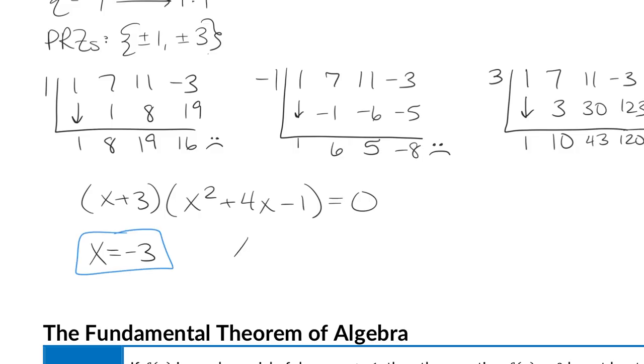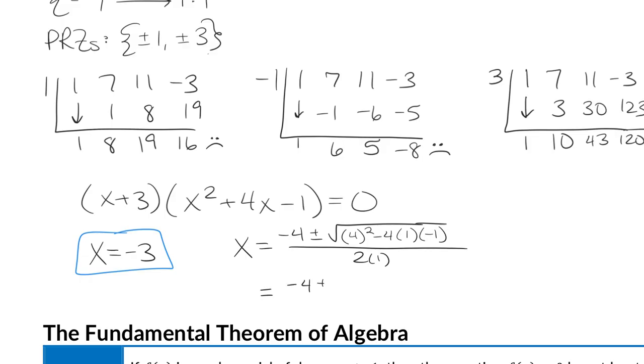To find the other ones, we would do x equals -b plus or minus the square root of b squared minus 4 times a times c, all over 2a. x equals -b plus or minus the square root of b squared minus 4ac all over 2a. From here to the end, it is literally just reducing this quadratic formula. Do as much as you can each step. So this is going to be -4 plus or minus the square root of 16 plus 4 over 2.